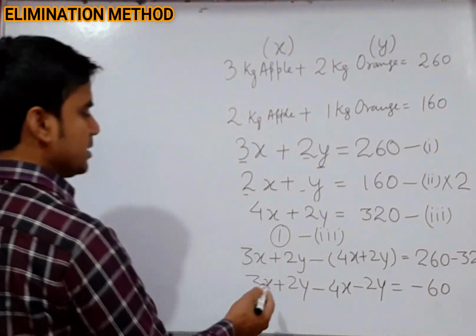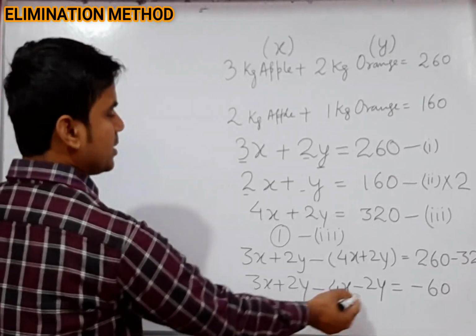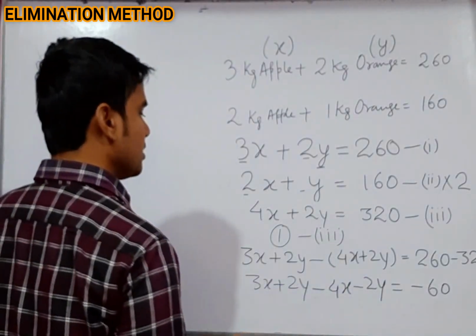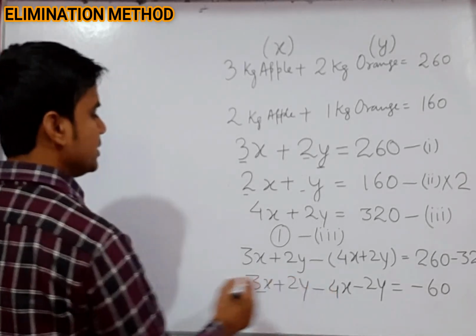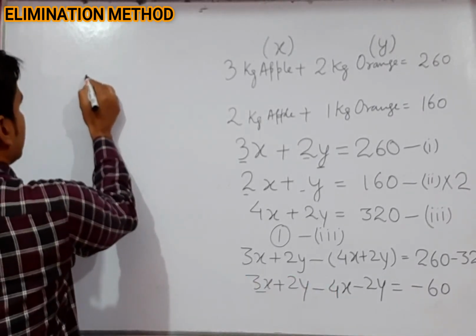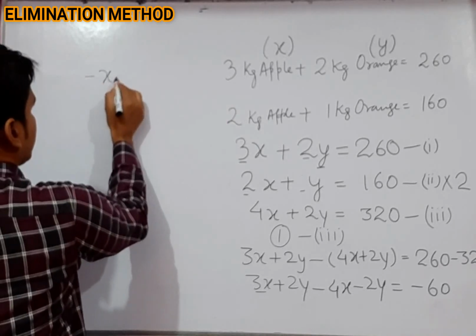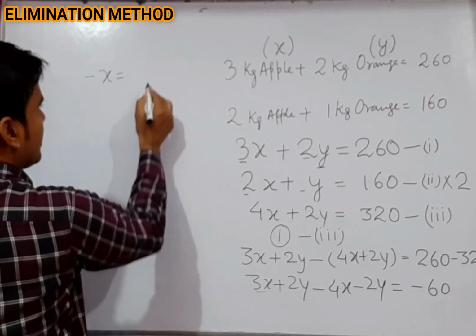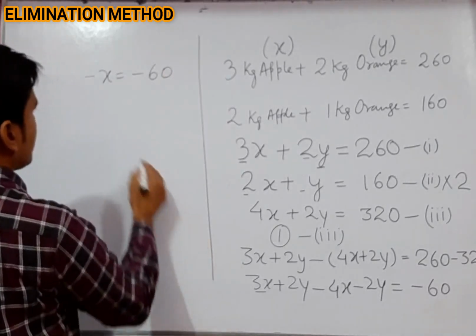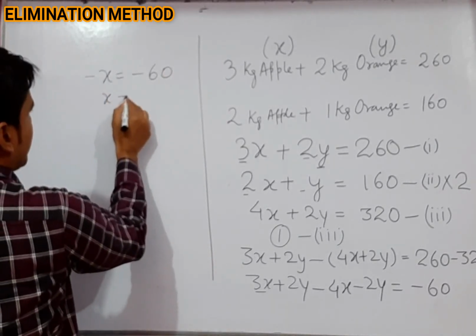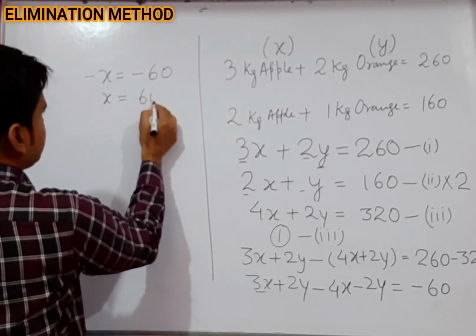Now you can see here that we have plus 2y and minus 2y. It means the result will be 0. So finally what we get here, 3x minus 4x, which is equal to minus x, equals to minus 60. So minus minus cancel, x equals to 60.